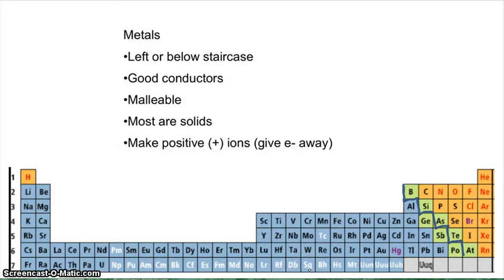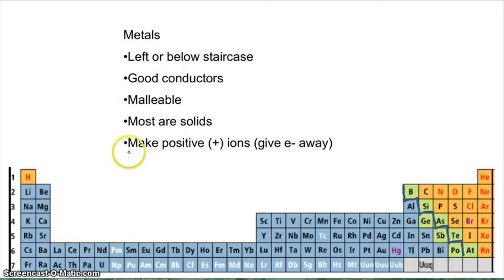And anything that is a metal is going to be a good conductor of heat or electricity, and that means heat can flow through it easily. It's going to be malleable. So if we were to hit it with a hammer, it doesn't shatter, it only flattens. And almost all of the metals are solids. We'll talk in a little bit exactly which ones are not.